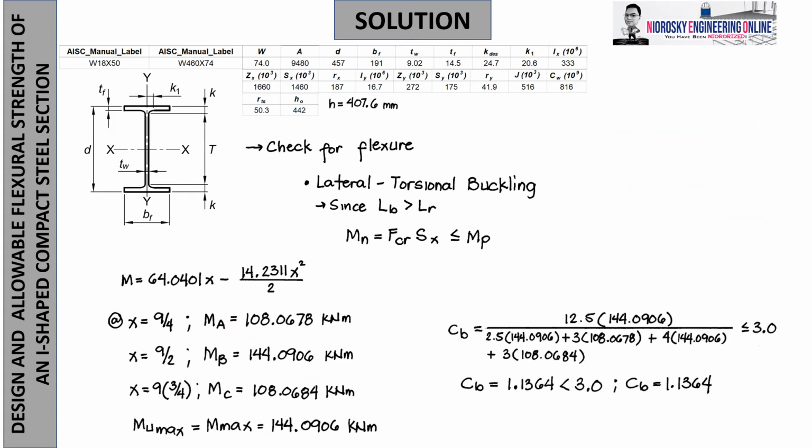So, computing CB, you will get 1.1364, then compare it to 3.0. Kapag less than, then we will adopt CB of that particular computed value. So, what if your CB is more than 3.0? Then, adopt CB as 3.0. Kasi less than or equal yung kanyang sign convention.